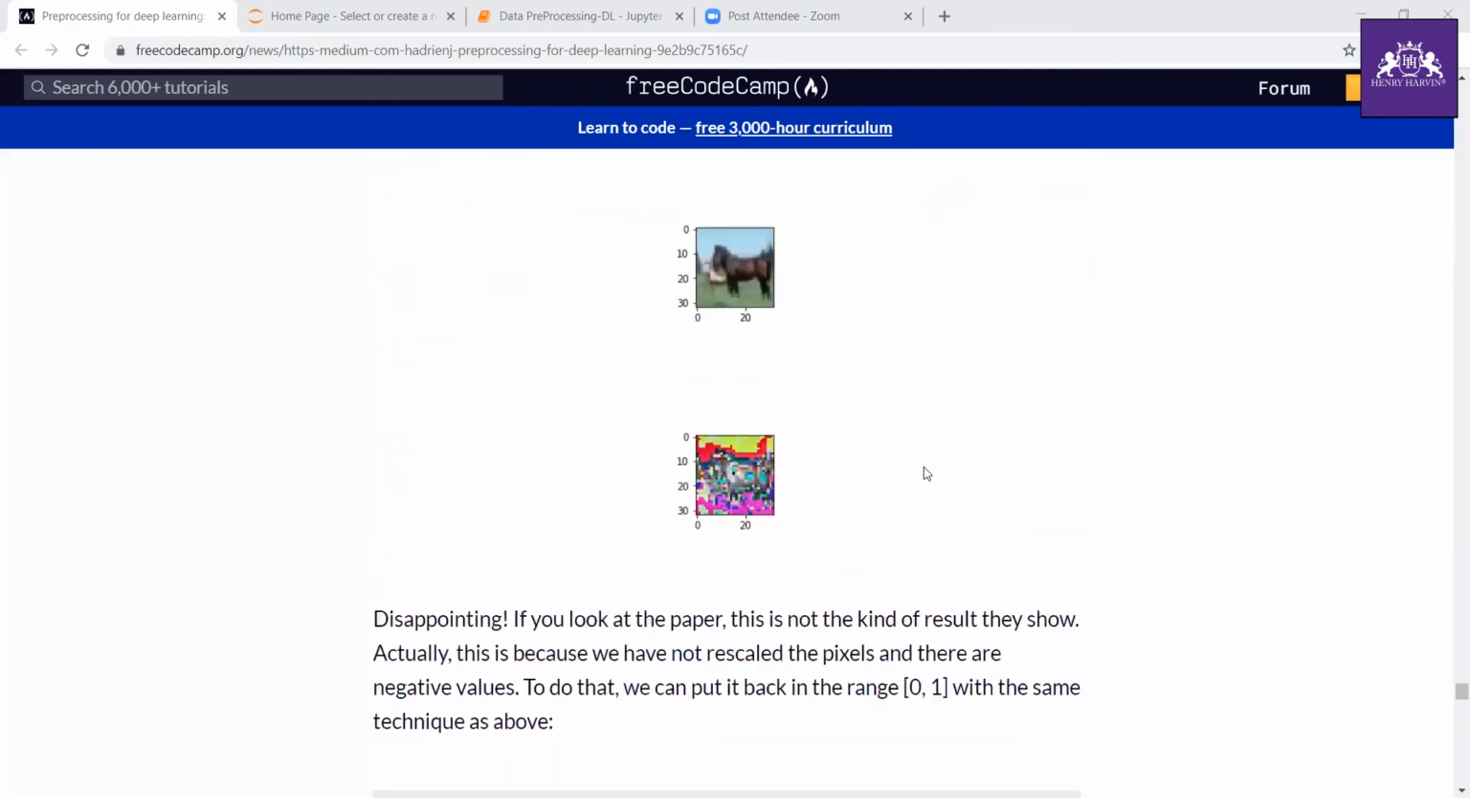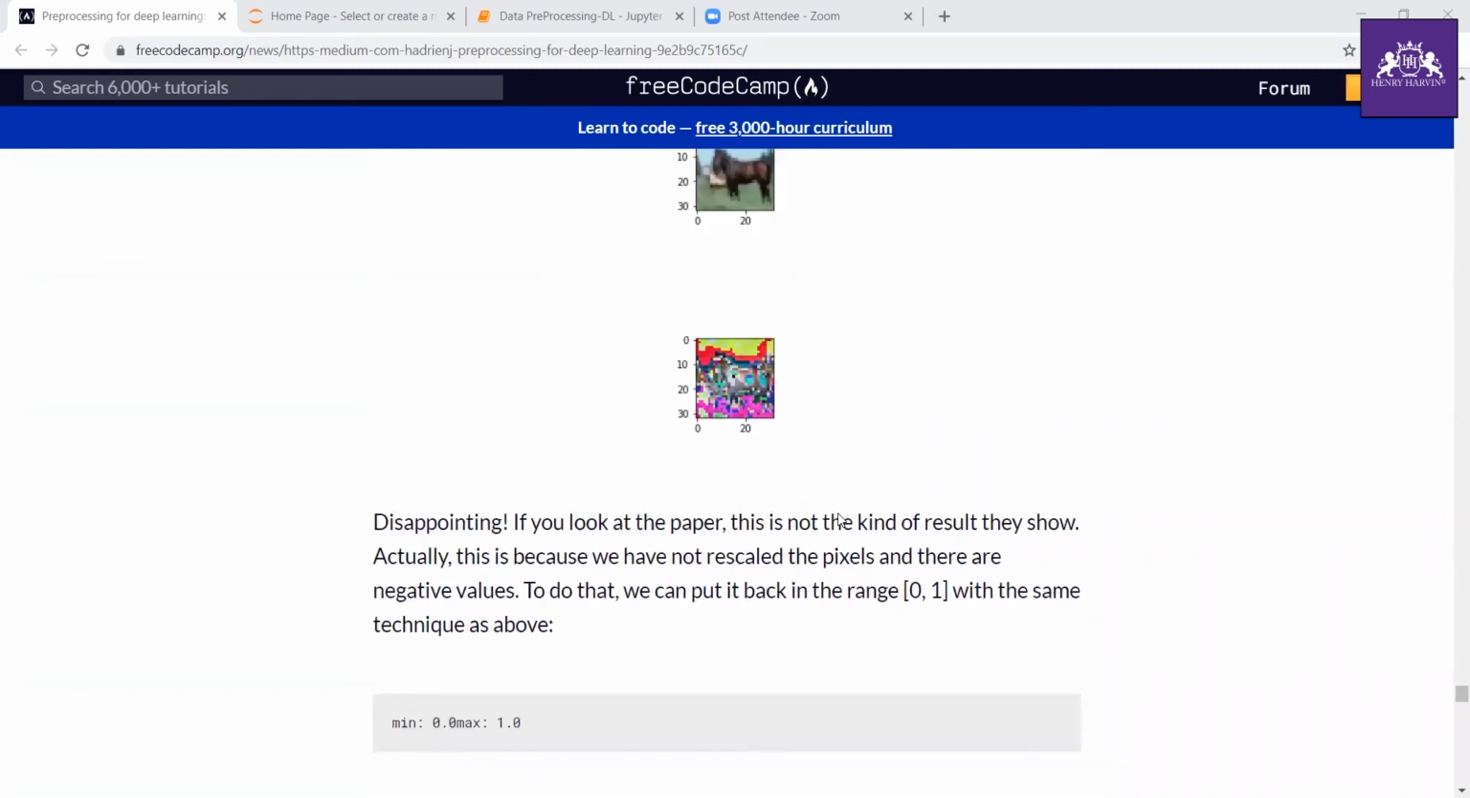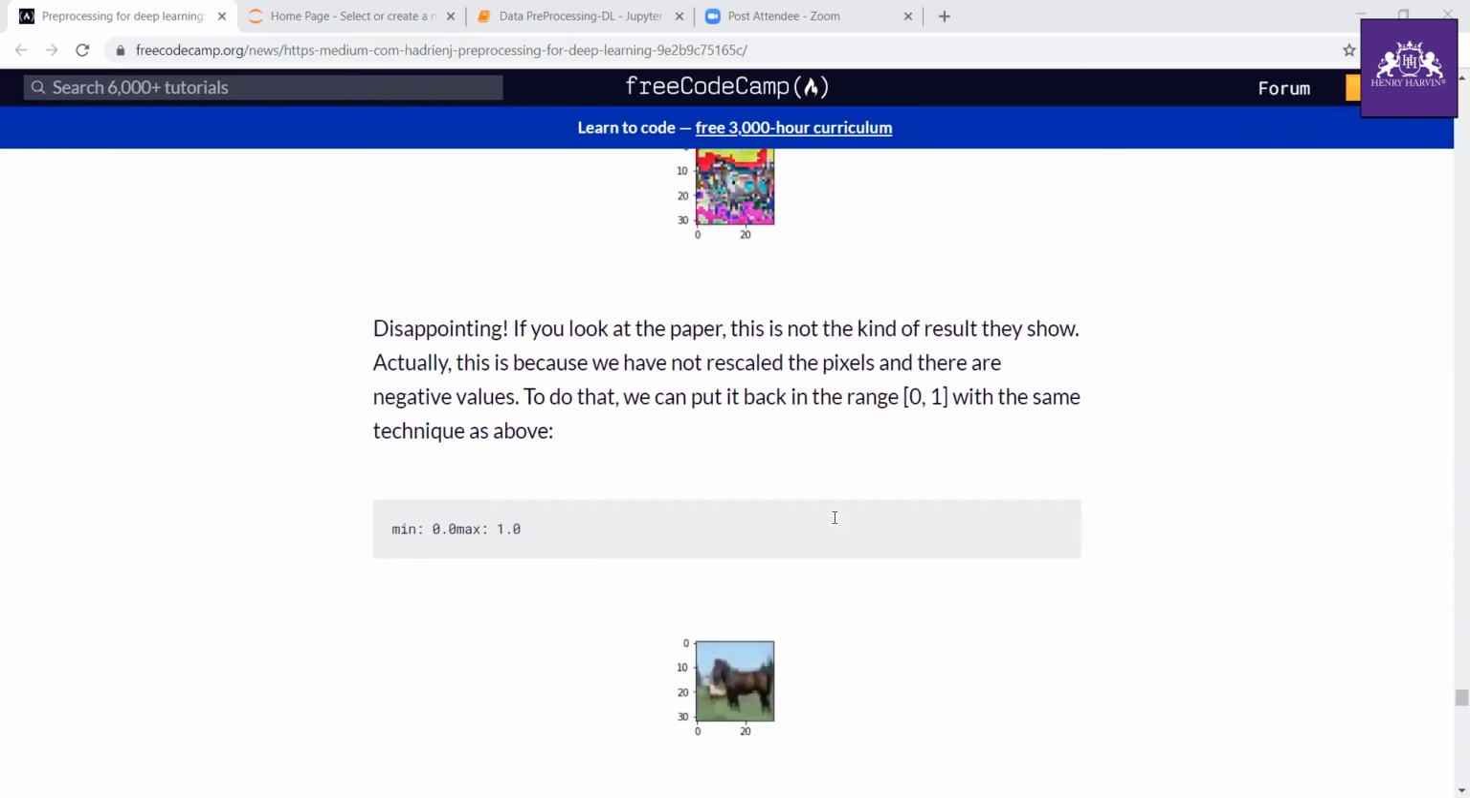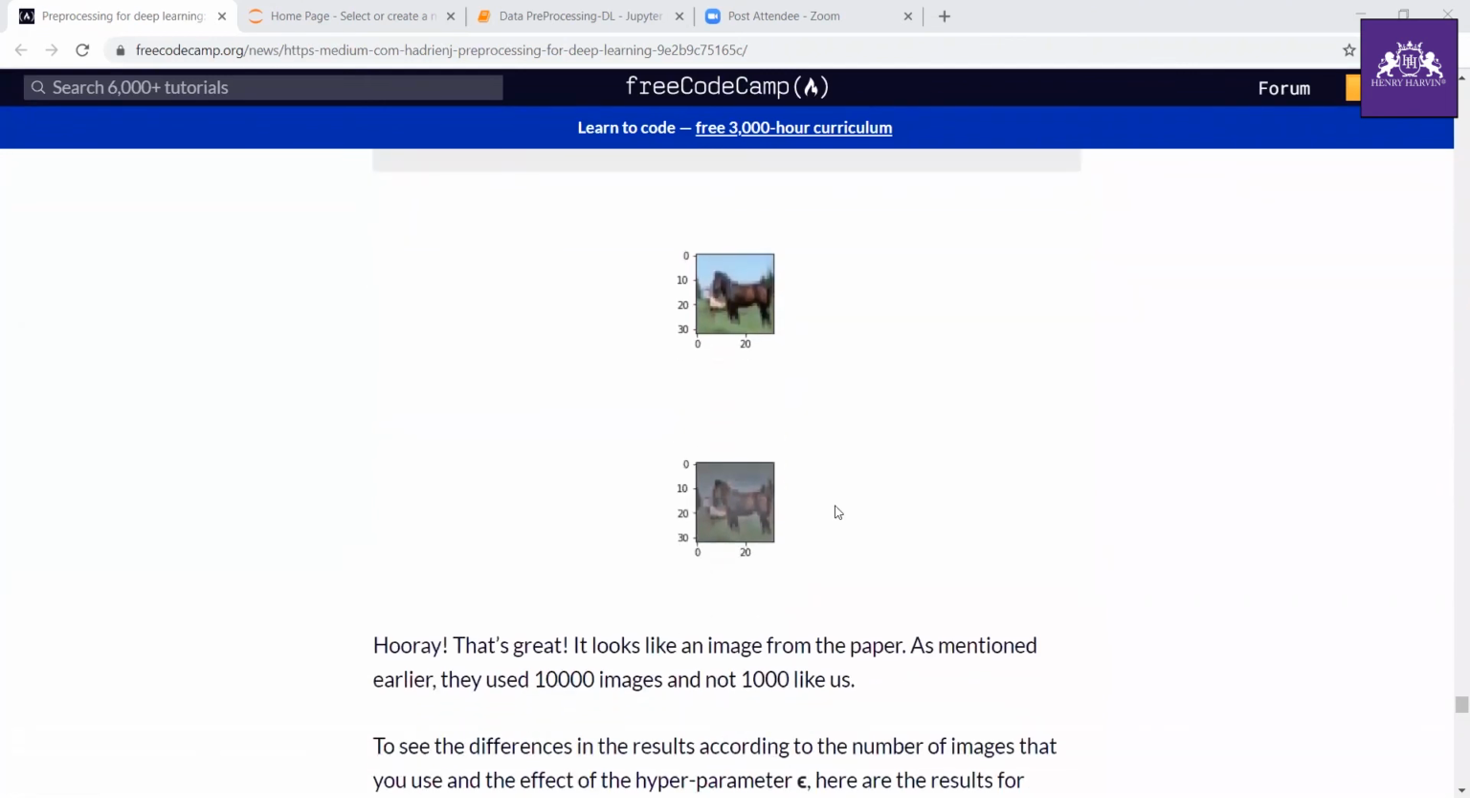Now you can see that. Why are we getting it this way? Because this is not rescaled. We have not rescaled the pixels and there are negative values. To fix that, we can put it back in the range 0 to 1 with the same technique. And now you can see that it looks perfect, right?